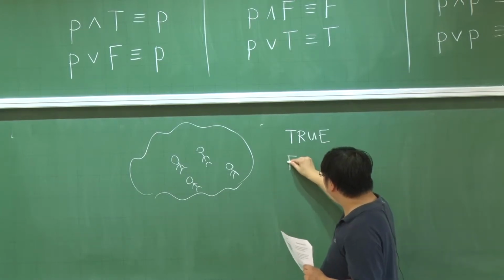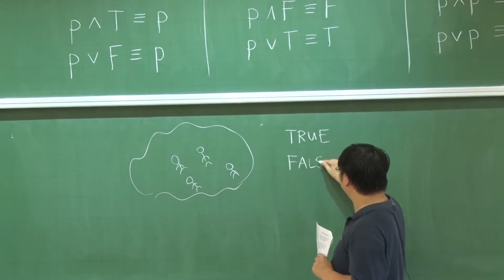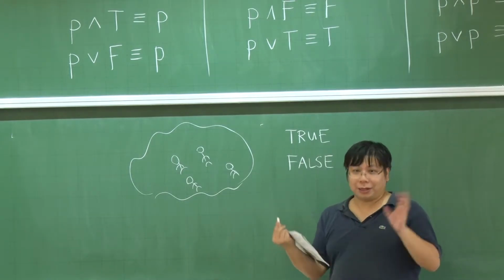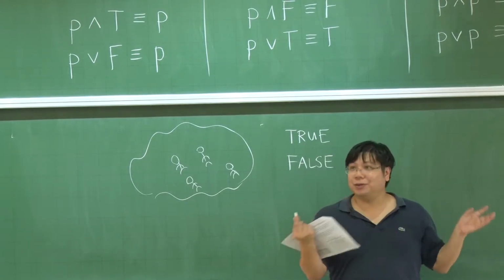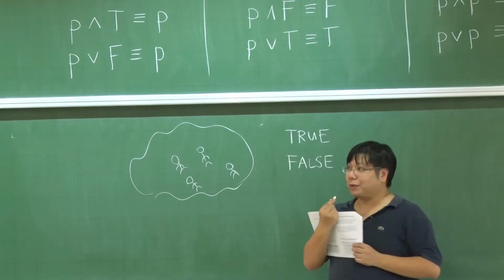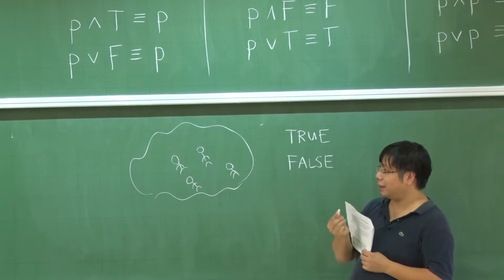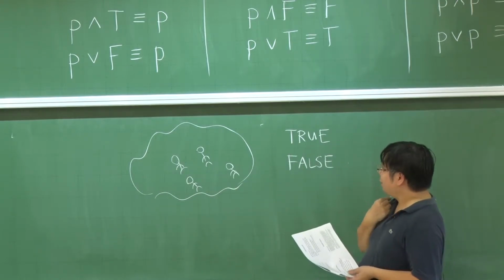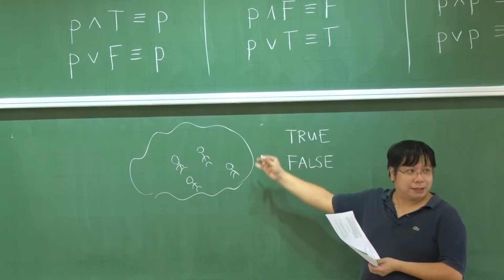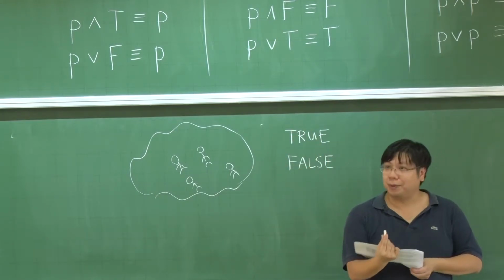And there is another type of people, let's call it the false people. It will always trick you. If you ask him or her a question, they will tell you the opposite answer. So for instance, if I ask someone, am I a boy? If he says yes, then this is a true person. If he says no, then this is a false person.